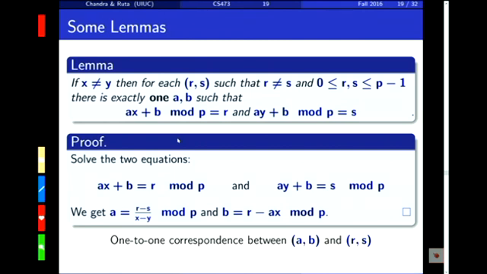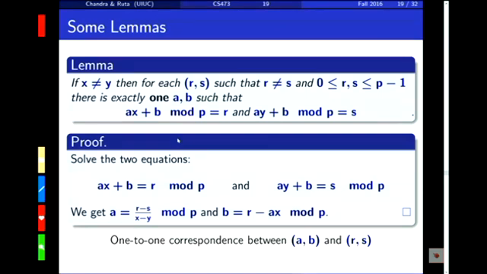Such that R and S are between 0 and P minus 1, there exists one AB such that AX plus B mod P equals R and AY plus B mod P equals S. So you are kind of solving a system of equations mod P. I'm giving you X, Y and R, S, both, and I'm asking what AB will generate this RS when applied to XY. Okay, it's a reverse question.